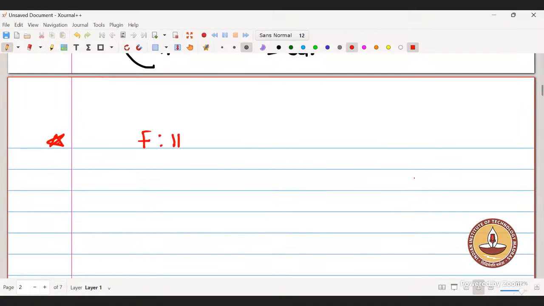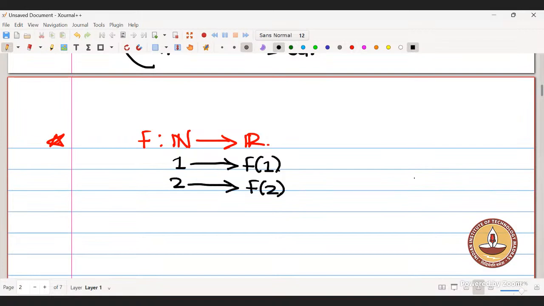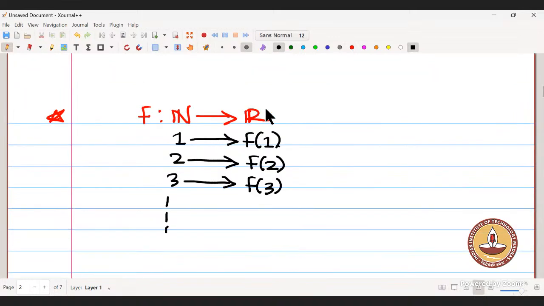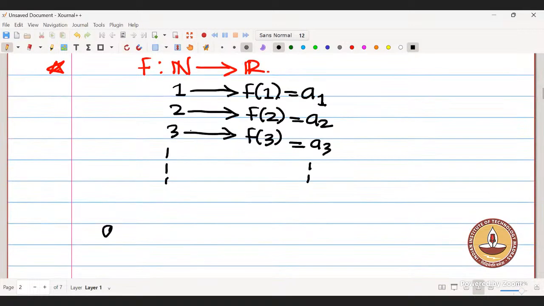Conversely, suppose I have a function from the set of all natural numbers to R. Then it must have an image: for one I must have an image f of one, for two some image f of two, for three an image f of three, and so on. For each natural number, I must have an image inside R. So I'll denote f of one as a1, similarly a2, a3, and so on. Once I have a function, I'm getting a sequence a1, a2, a3, a4.